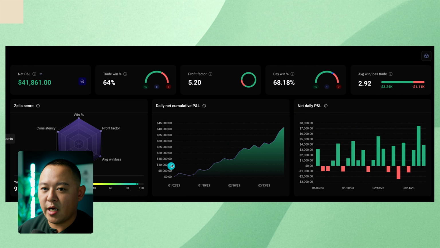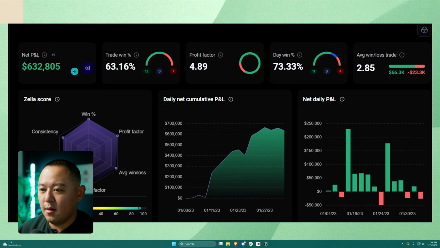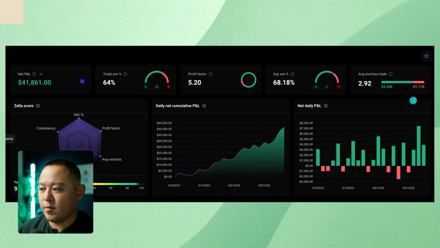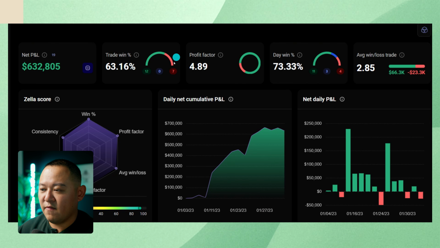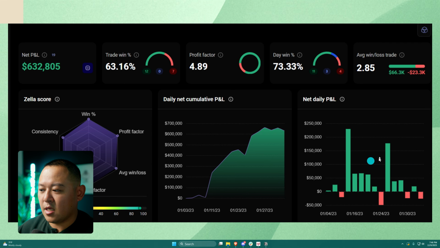You need a simple, repeatable strategy that creates a boring trading environment. Now look at this P&L here, $41,000. Now compare that to this P&L, okay, $632,000. But look at the stats. The stats are very, very similar. Trade win percentage, 63%. All right, 64%. Profit factor of 5. Profit factor, 5. Average win to loss, almost a 3. This is using something as simple as a fair value gap and nothing else. Okay? Look at the average losses to average winners, right? 23K, 66K. It's just a game of numbers.